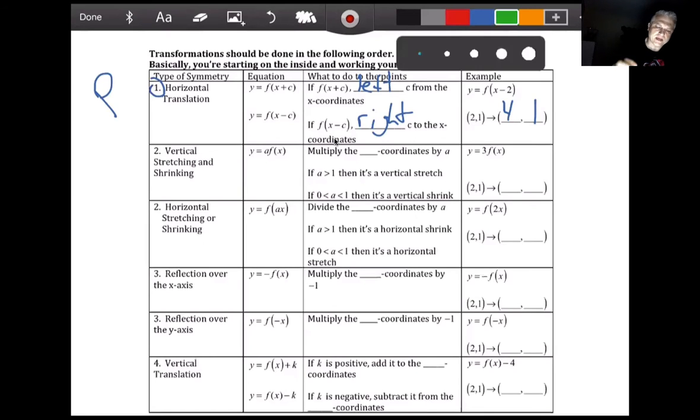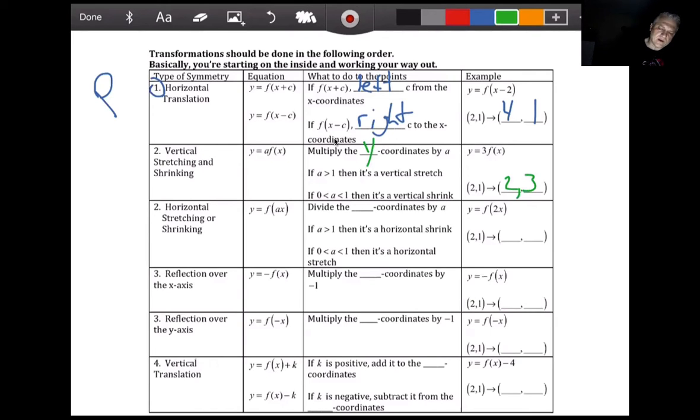Well, what happens when we multiply or divide? Well, we just went over that. If there's an A outside, we multiply the Y coordinate by your A. So the Y coordinate is 1. If we're going to take 3 times f of x, we multiply the Y coordinate by 3. So it's 2, 3. If the f of x has A inside the parentheses, we're going to divide the x coordinate by A. So if it's f of 2 times x, we are going to divide x by 2. Well, 2 divided by 2 is 1, 1.